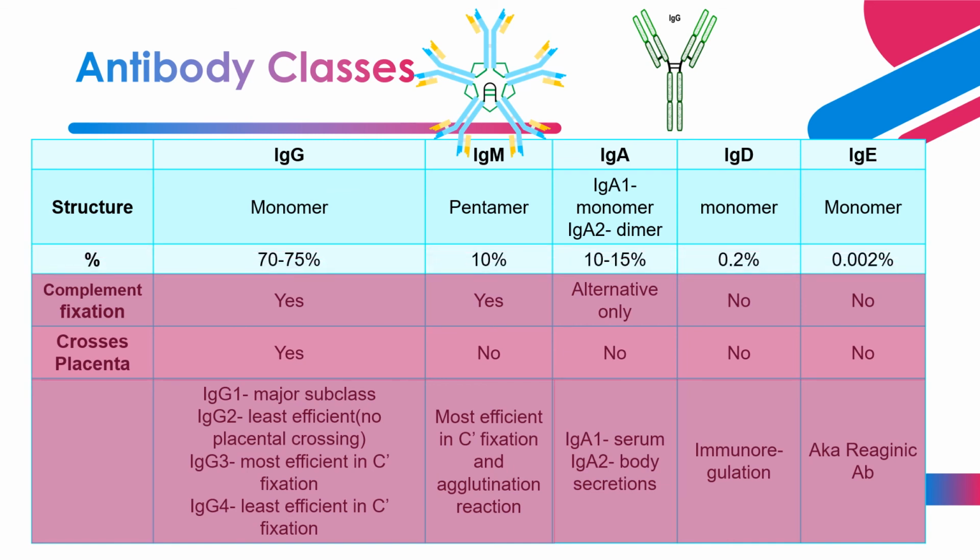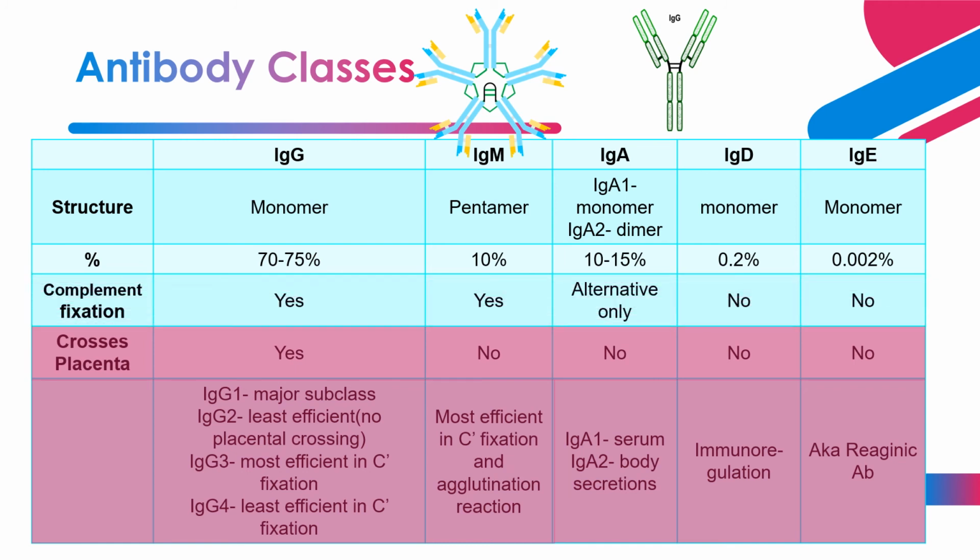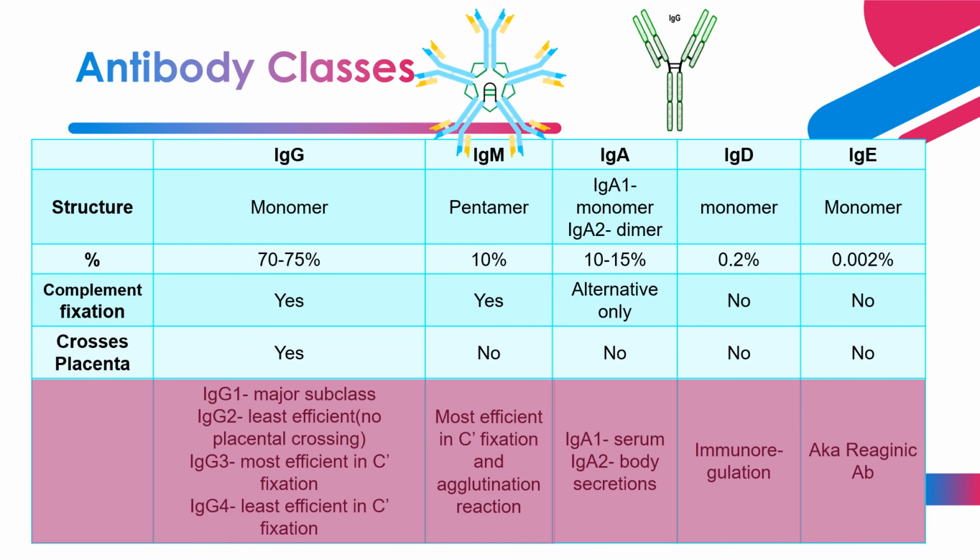For the percent, IgG is the one that is found the most abundant, followed by IgA, and the least abundant is IgE. For complement fixation, only 2 of them can bind to complements, and these are IgG and IgM. The rest cannot, although IgA may only alternatively bind. And a unique characteristic of IgG is that it can cross the placenta. The other 4 antibody classes cannot.